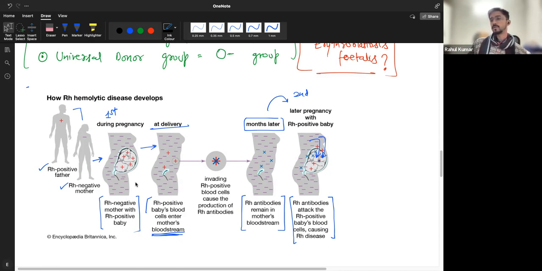A father and a mother with O blood group can only give rise to a baby with O blood group. That is also another reason that over generations, O blood group will accumulate and more people will be O blood group. That's the reason that around 40% of the world's population is O blood group. Okay, makes sense?